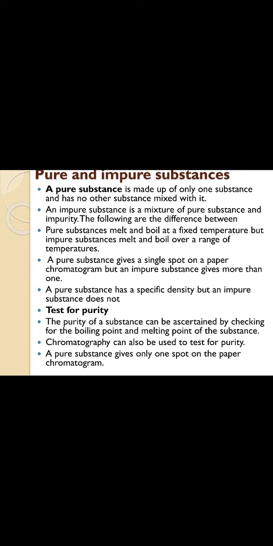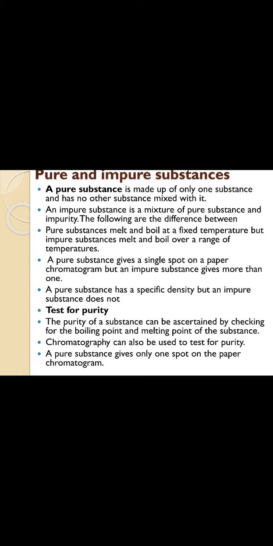Now, test for impurity. The purity of a substance can be tested just by getting the melting point or boiling point. For example, water. The boiling point for water is 100 degrees Celsius. So if you boil water and the boiling point does not occur at 100 degrees Celsius, it tells you that the water contains some impurity. That is how you are able to test whether a substance is pure or not.